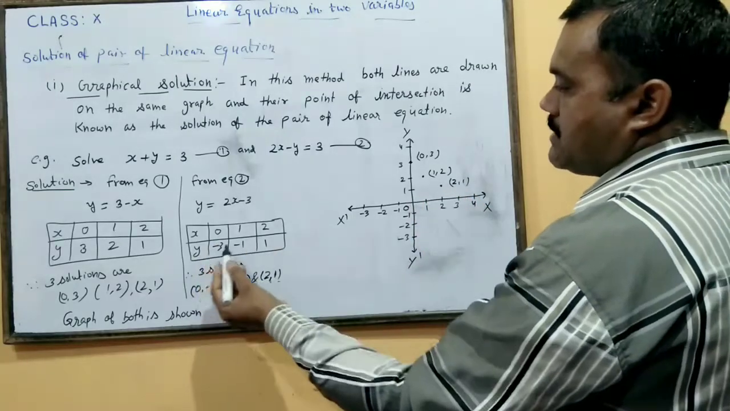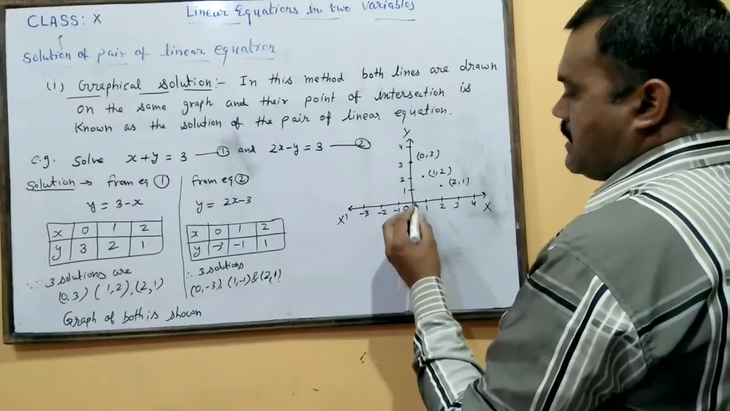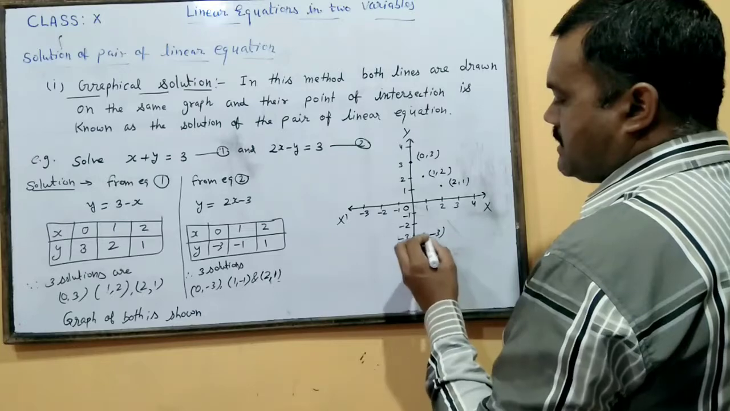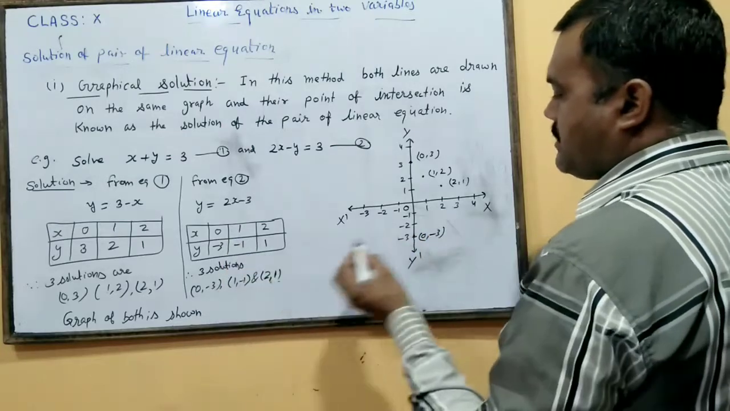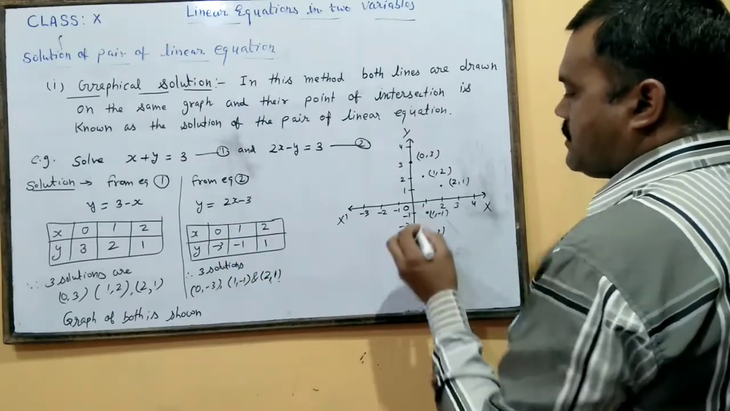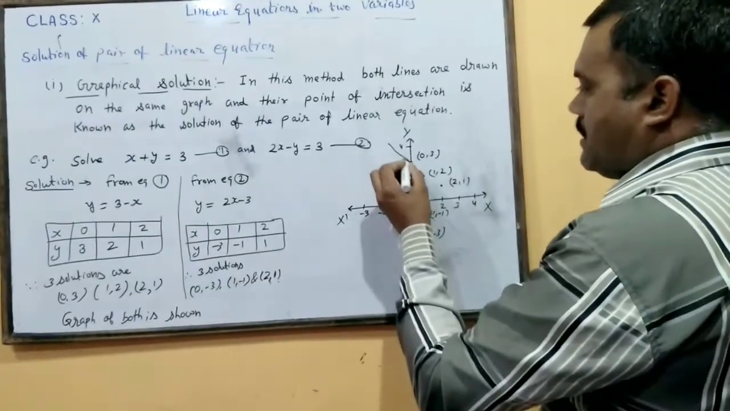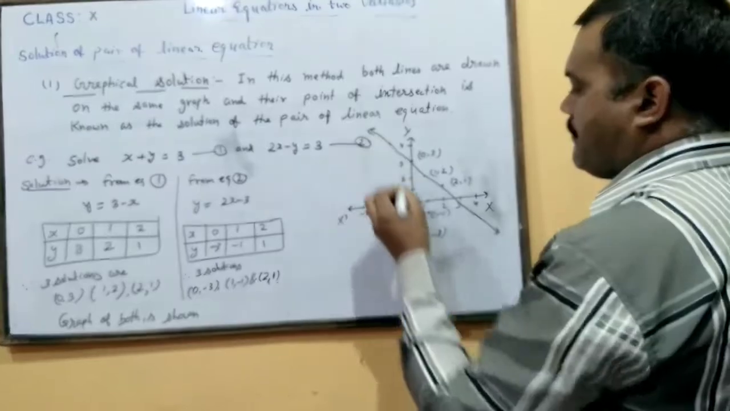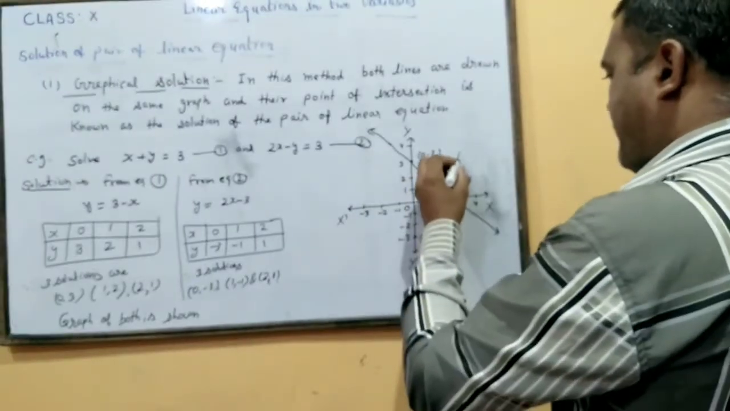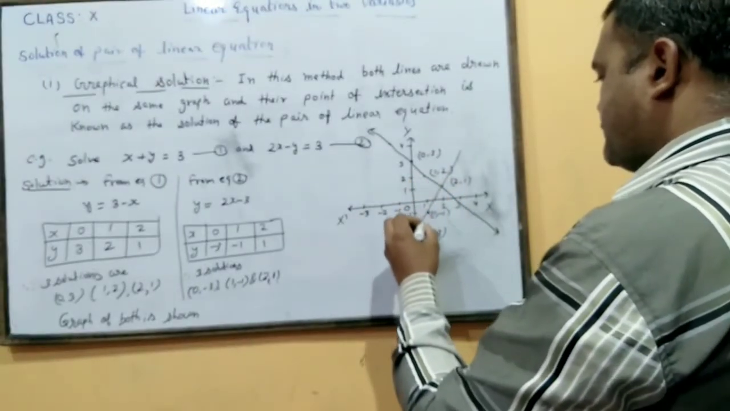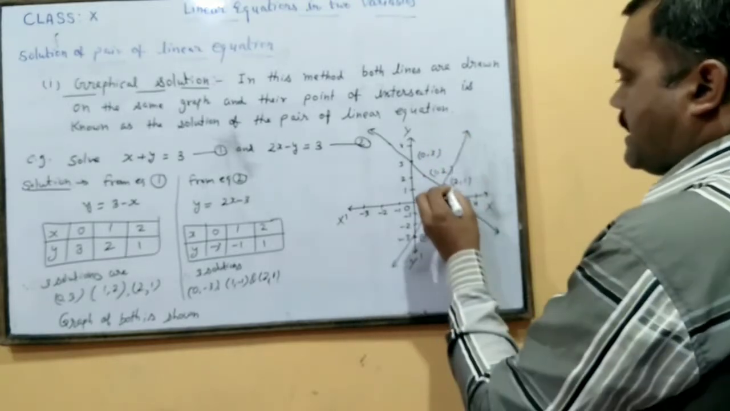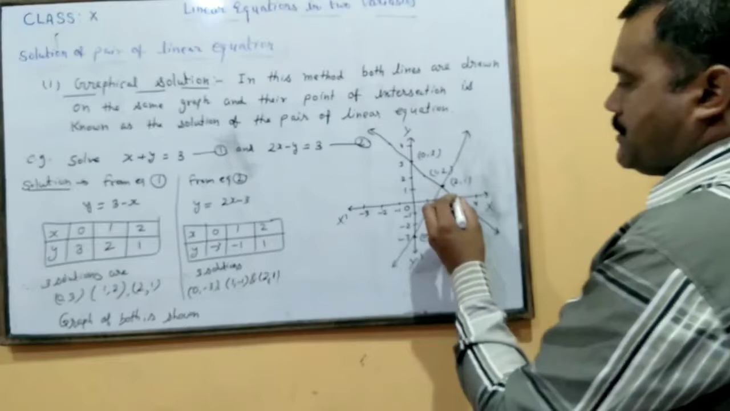Now we come to the second. At 0 it is minus 3. At 1 it is minus 1. So you can see one line goes from this way and the other goes from this side, and both the lines intersect at this point, which is (2, 1).